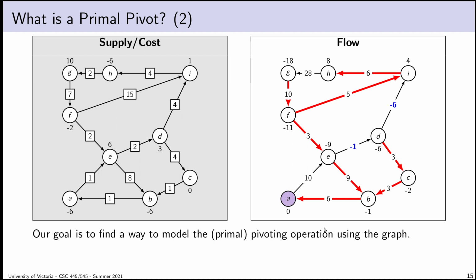Here, we have a feasible way of sending flow around the network. We just don't have one that minimizes cost. There's a way of saving money. So these two arcs in particular are not dual feasible. So what is the pivoting procedure?